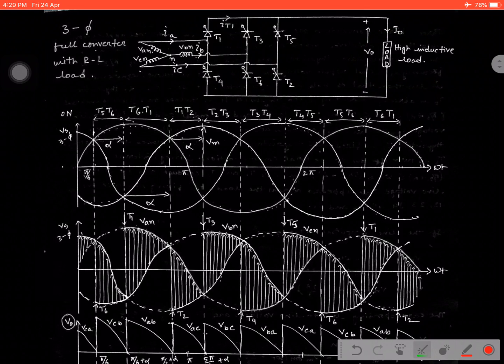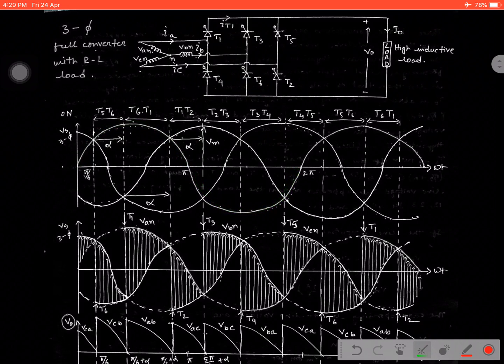Similarly, just like the previous class, first let us see from where we are using the gate pulse, meaning the selection of the gate pulse. See, that is not from 0, that is from pi by 6. That is why in all the cases we mention the gate pulse is given at pi by 6 plus alpha, 5 pi by 6 plus alpha or 9 pi by 6 plus alpha. But here we are going to rectify both half cycles, that is positive half cycle and negative half cycle both. That is why we have used the 6 switches.